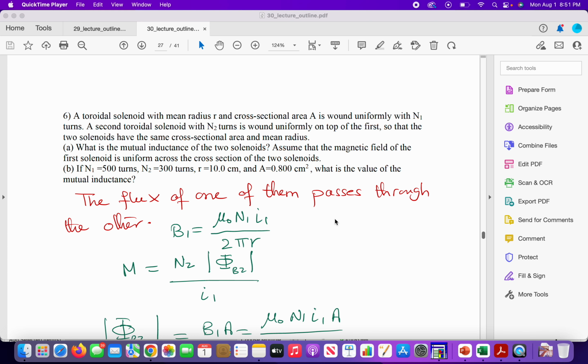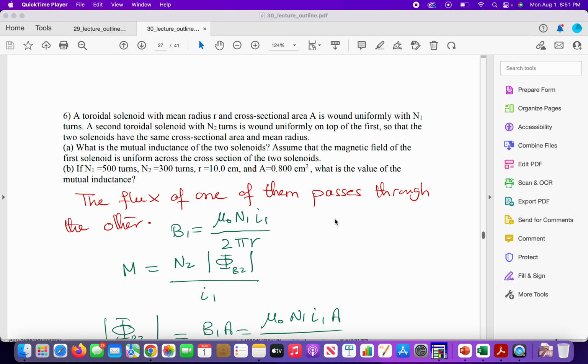This is the second part of chapter 30. Here we have the problem solving session. A toroidal solenoid with mean radius r and cross-sectional area A is wound uniformly with N1 turns.